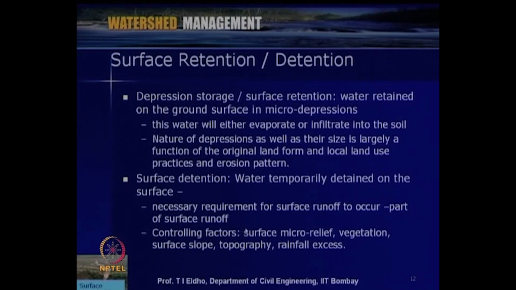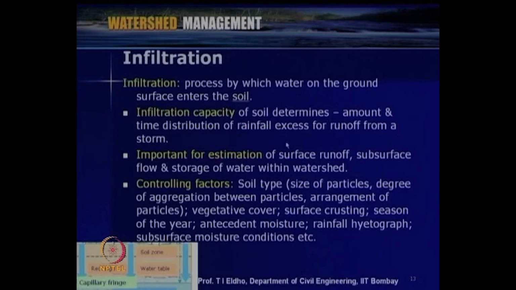Some of the controlling factors are surface micro relief, vegetation, surface slope, topography and rainfall excess. Depending upon whether we are going for a very accurate way of hydrologic modeling, we can consider the surface retention or detention. Actually, it is very complicated to identify how much will be the retention or detention. Generally, a small percentage of the rainfall can be considered as surface retention or detention.